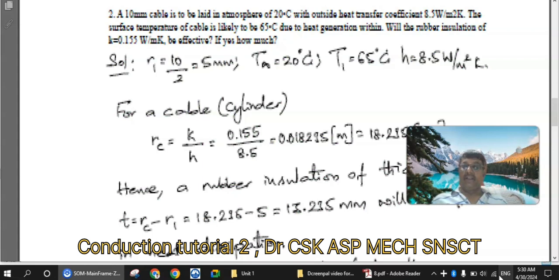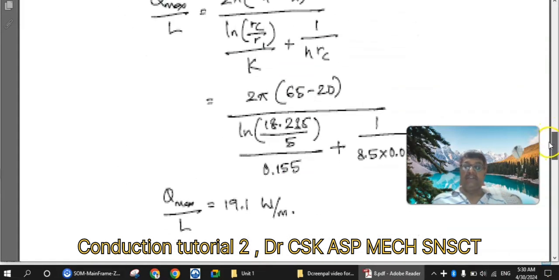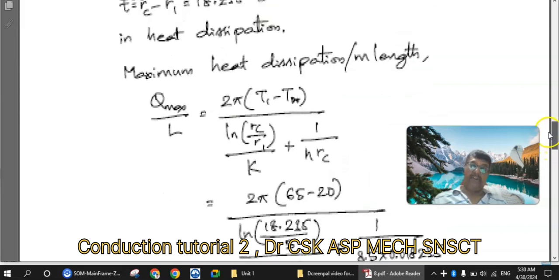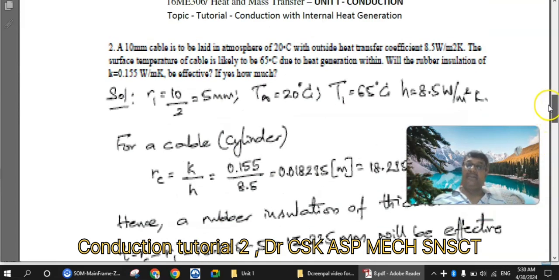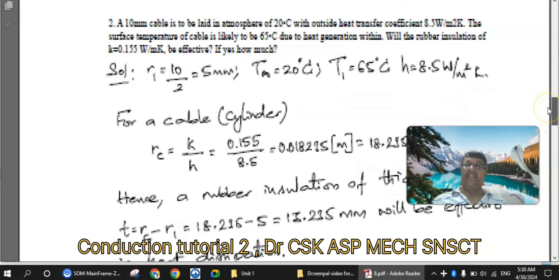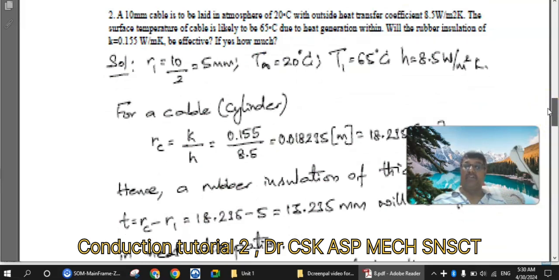We know already, when do we say it is effective? Based on the problem given here, a value greater than 5 watts per meter will be said to be effective. This can also be referred to in the heat transfer data book. The theoretical problem we have also seen.